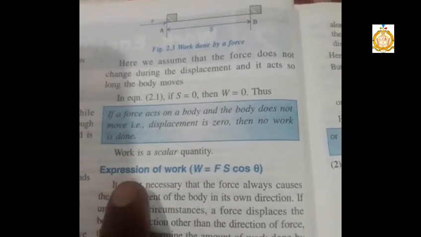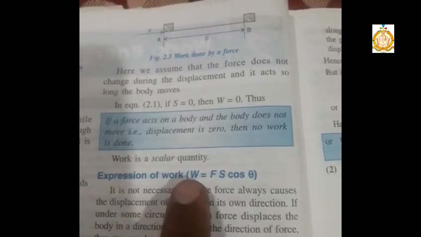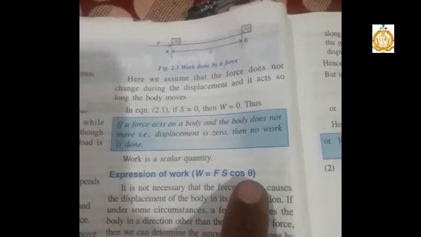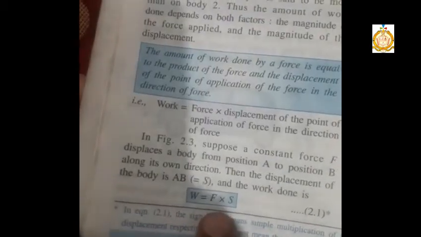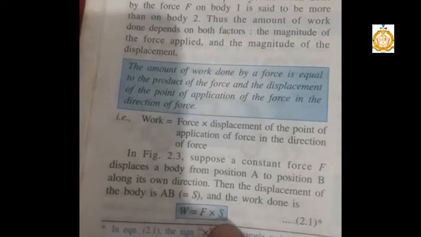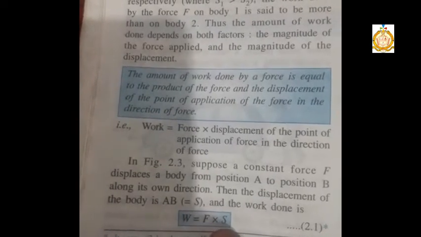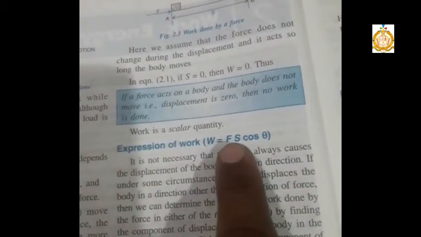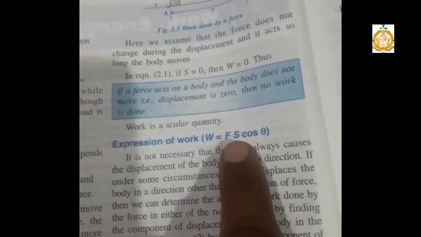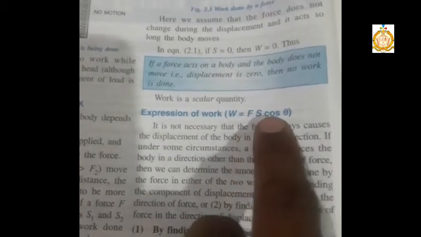There are two expressions. The first one is W = Fs cos theta. When simply the force and displacement are given, we can find the work by the formula force into S. When the work is done at some angle, then we can use W = Fs cos theta. This is one expression, and one more expression is W = F cos theta into S.